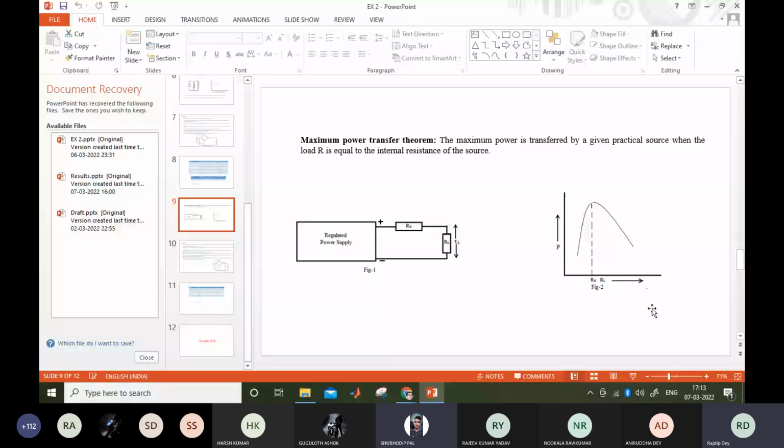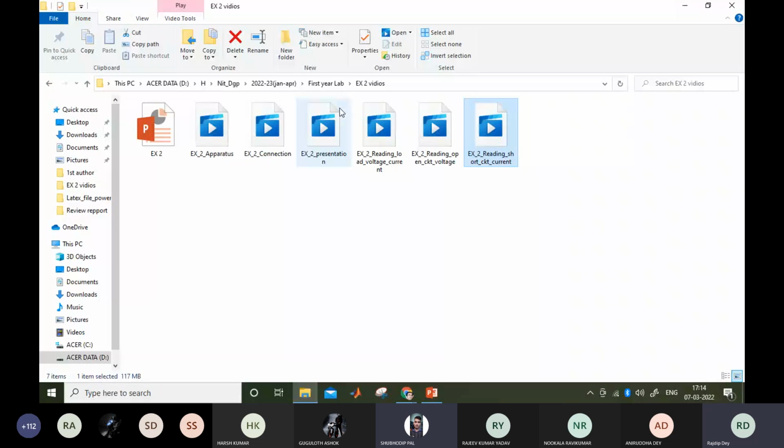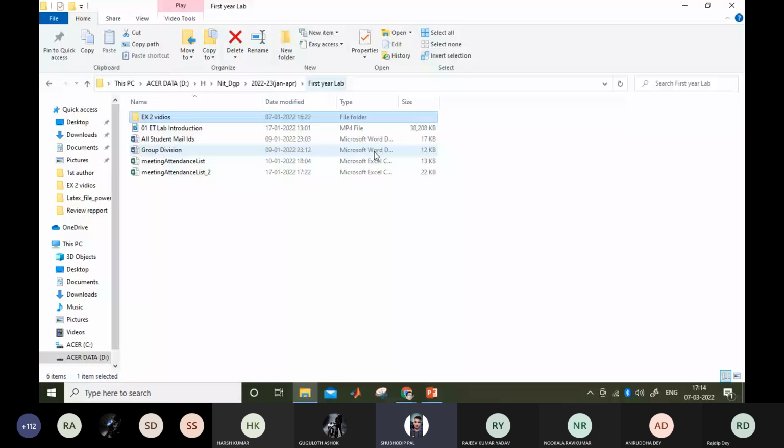Anything else regarding this experiment? Now next I'll tell how to write the experiment. Up to this, any confusion? No, sir. Okay, let me find out this one.